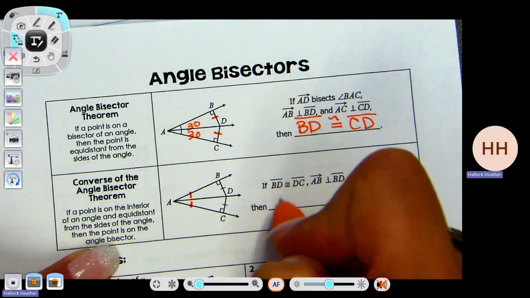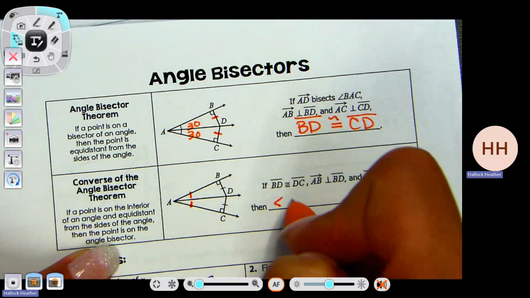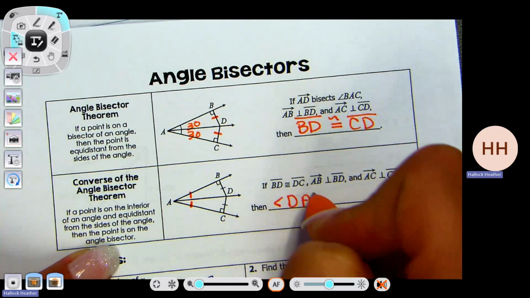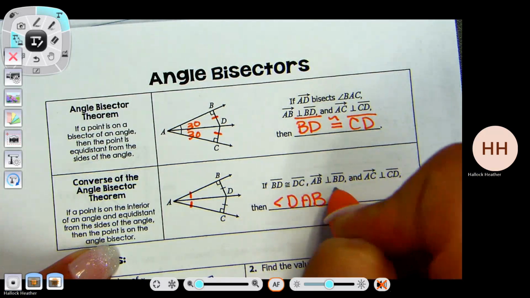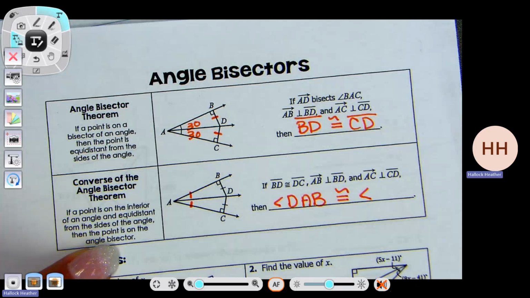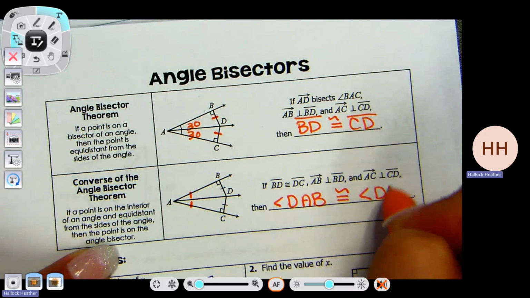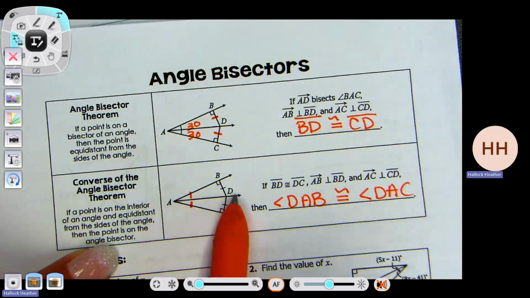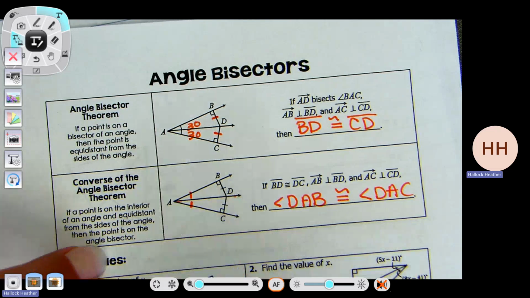And then that basically tells me that angle DAB, what would have to be the order for the second angle? DAC. So if this is splitting it in half, then if I start at D, go to A and end at B, then I'm starting at D, going to A, ending at C. Those 2 angles are congruent, whatever their measures are.